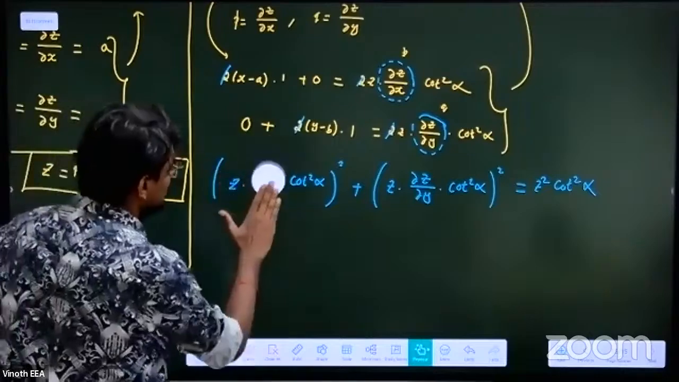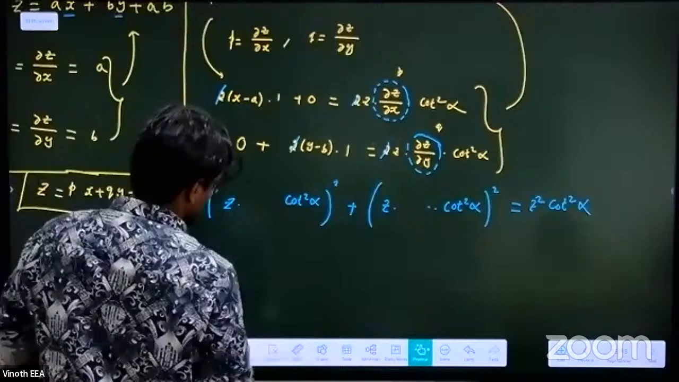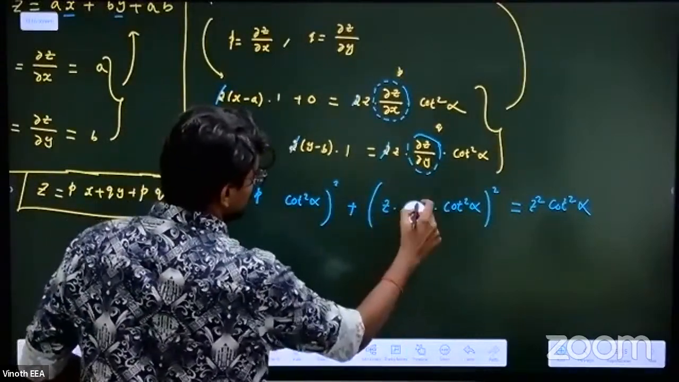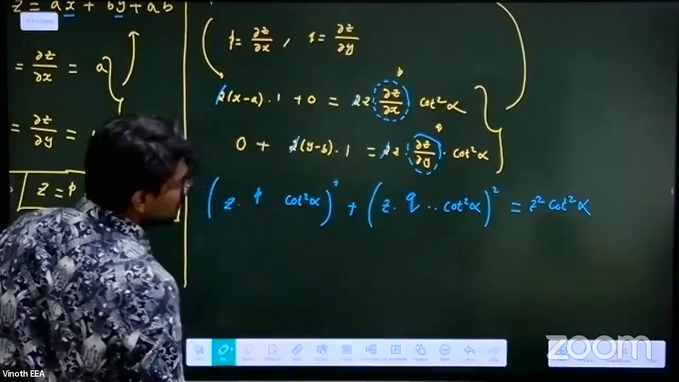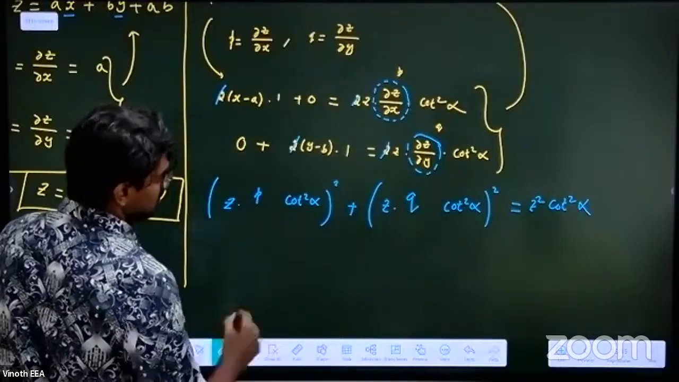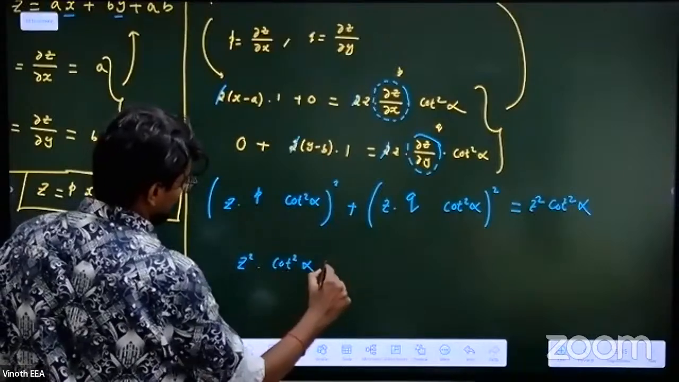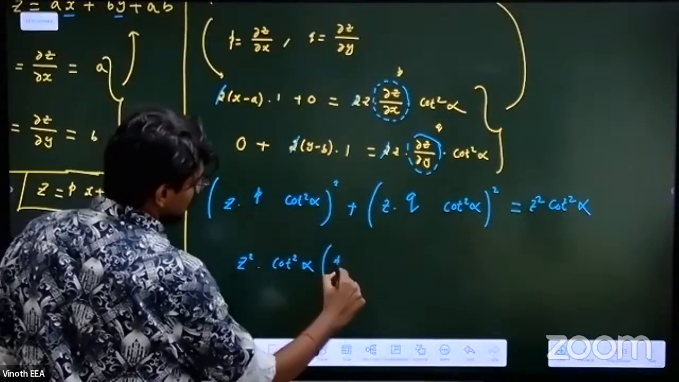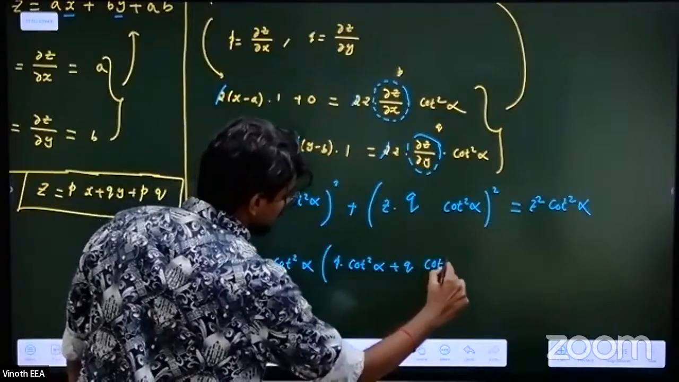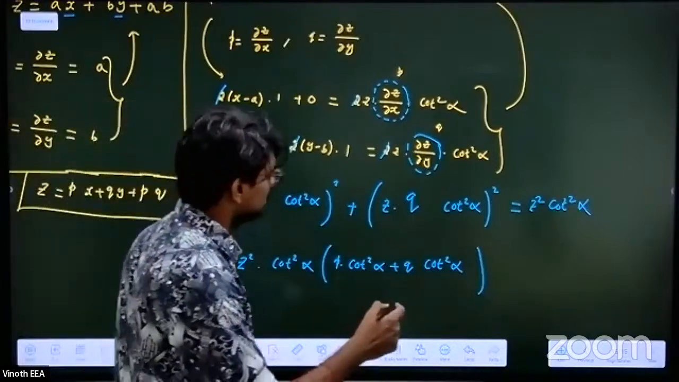See, in place of this I put p. What is dou z by dou x? P. Dou z by dou y, this is q. I can take z square cot square alpha commonly, multiplied by p into cot square alpha plus q into cot square alpha. I take only one cot square alpha common, so that I can cancel them.